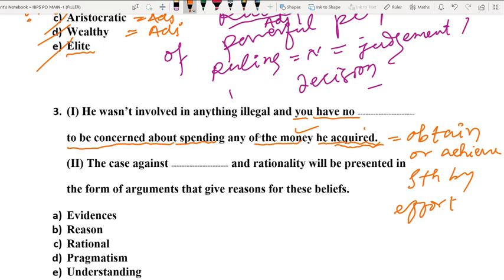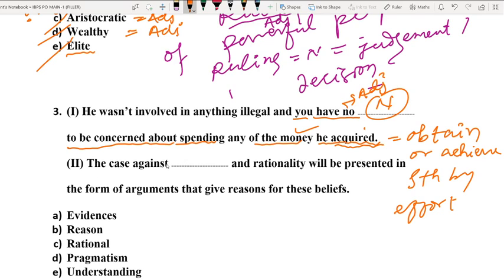You don't have any, what I should say, you have no right to be worried about what? Spending any of the money he acquired. The author wants to say that a person has acquired money legally, and hence you should not unnecessarily worry about why he is spending that money. So now we need a noun here because the word no functions as an adjective. Clear? So now let us go to the next sentence.